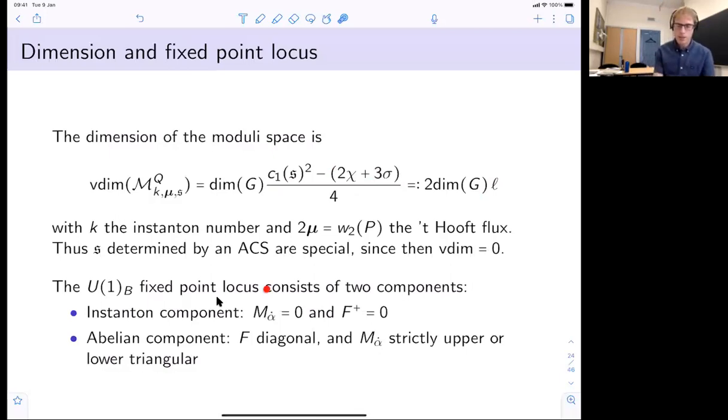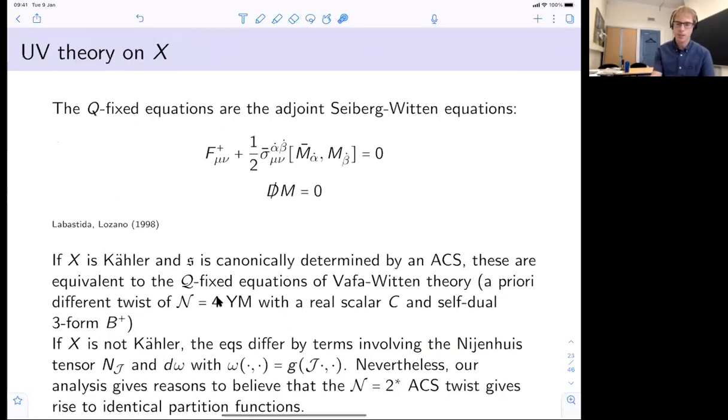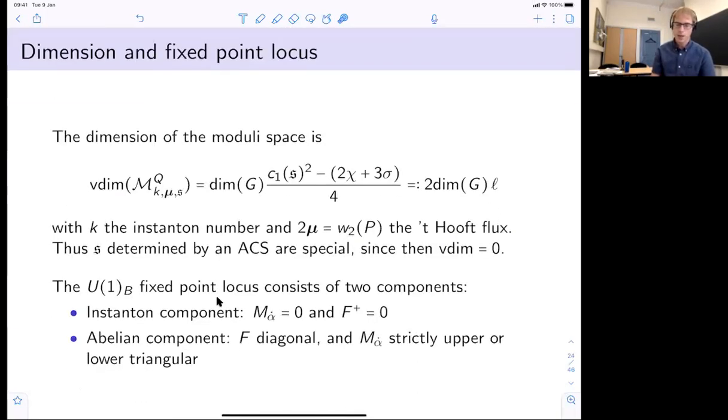And these equations have different loci. One is the instanton component where the spinor fields are zero. So that's where these terms are not there. And we get just the instanton equation F plus is equal to zero. And we have an abelian component where F is diagonal and M alpha dot is strictly upper or lower triangular.